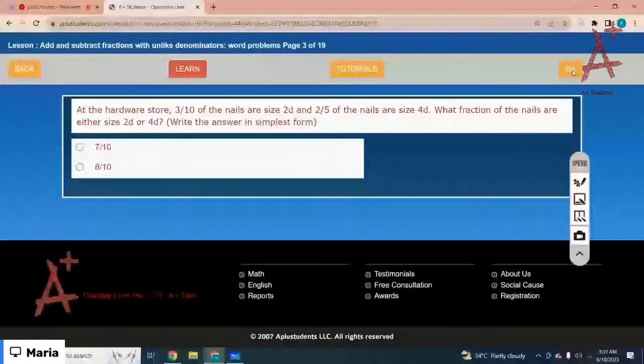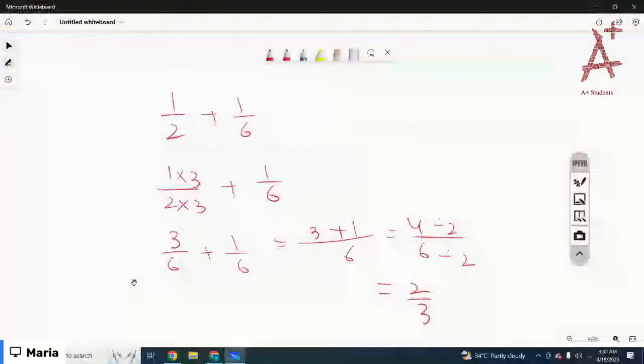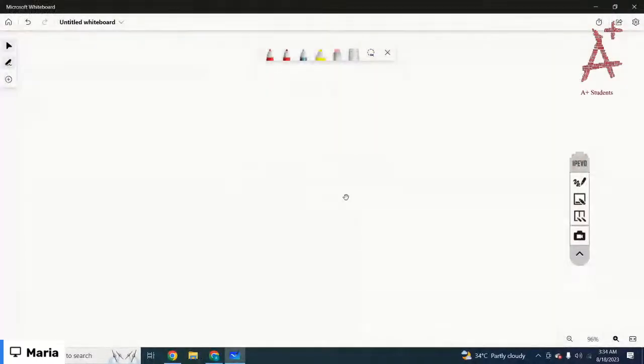The next one is at the hardware store. 3/10 of the nails are 2D and 2/5 of the nails are 4D. What fraction of the nails are size 2D or 4D? So you have to just add 3 over 10 and 2 over 5, right? So 5 times 2 makes 10, right? So let's just multiply the fraction by 2 to make their denominators equal.